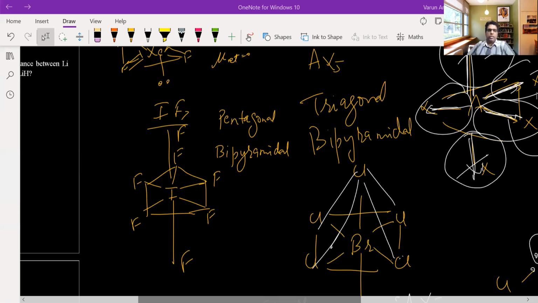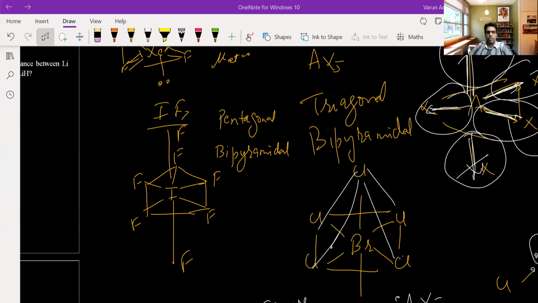So these are the different shapes you will come across in this chapter. If you have any doubts, you can ask.